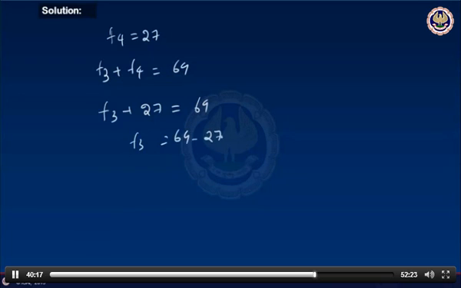In the earlier slide, we computed the value of F4 equal to 27. Already we found in the first equation that F3 plus F4 equals 69. Substituting the F4 value in this equation, F3 plus 27 equals 69, so F3 equals 69 minus 27, which is 42. So the F3 value is 42 and the F4 value is 27. So the missing frequencies are 42 and 27.